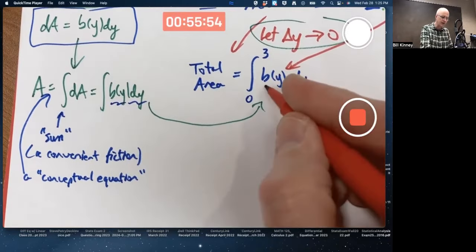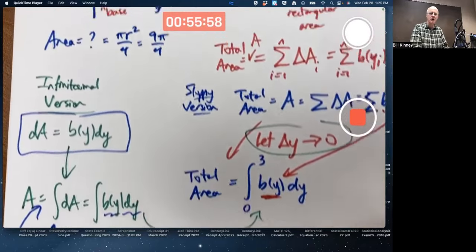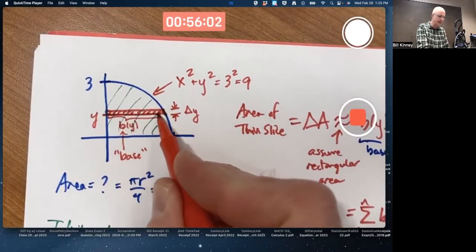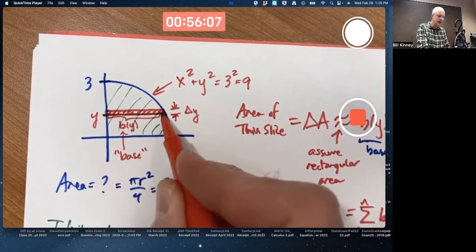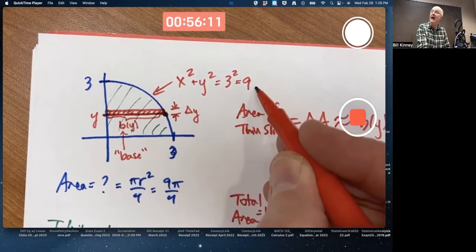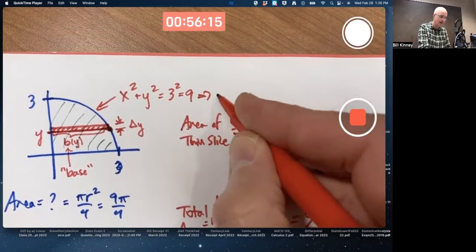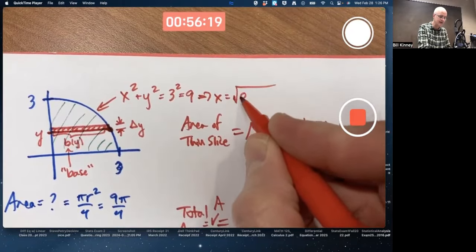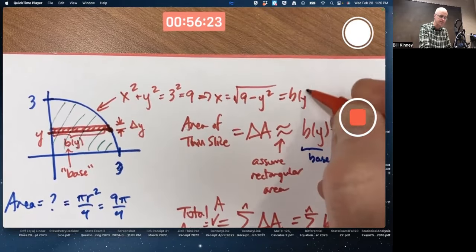We have to figure out what the b of y function is. Go back up to the picture. b of y is this base, this width here. At a given value of y, that's an x value along the curve. Solve this equation for x, not y. Subtract y squared from both sides, take the positive square root. x is going to be the square root of 9 minus y squared. That's the b of y function.